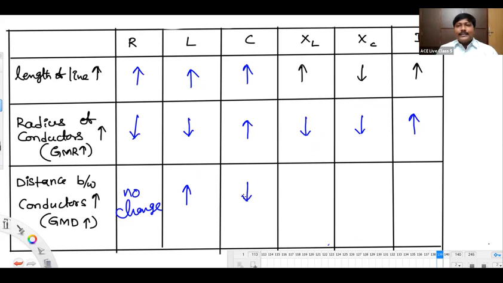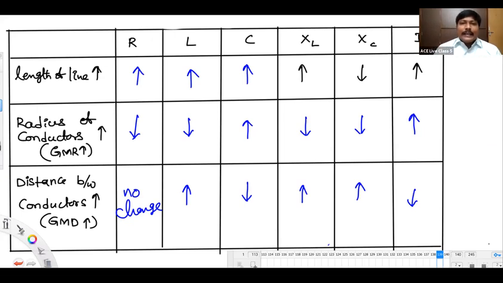Capacitance will decrease. XL is proportional to inductance. Inductance increasing means XL increases. XC is inversely proportional to capacitance. Capacitance decreasing means XC will increase. Charging current is proportional to capacitance.